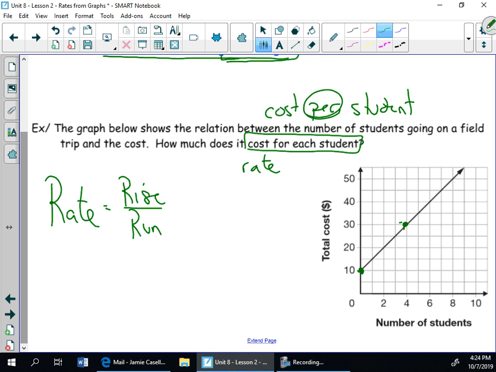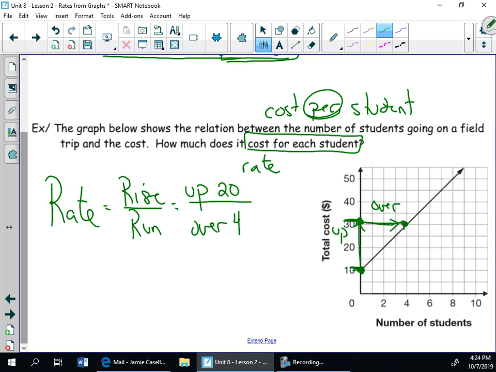To do my rise and my run, I have to draw a triangle. From my first point, up, and then over. Okay, so I'm going to go up. The question is how much? Well, I started at 10, and I finished at 30. So how much did I go up? I went up 20. And then I went over from 0 all the way to 4.